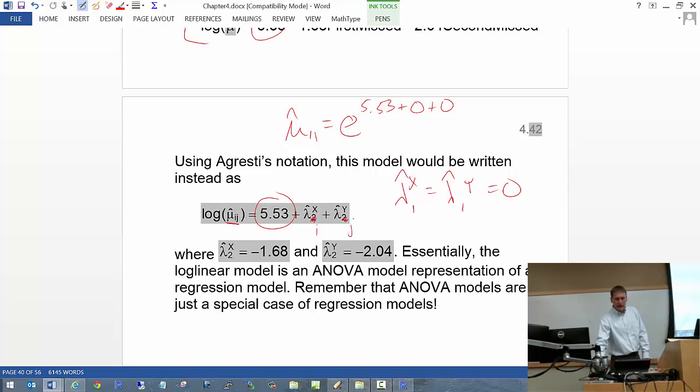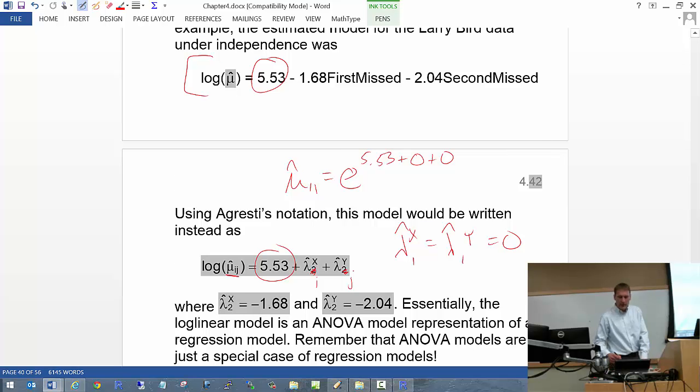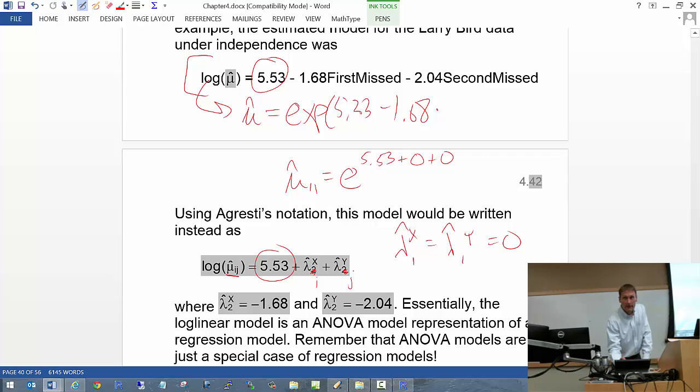But notice that this is essentially exactly the same as we did here. Let's again think of the first observation, which would be row 1, column 1, based upon how we estimate it. Mu hat is equal to exp of 5.53 minus 1.68 times what? 0. Minus 2.04 times 0.